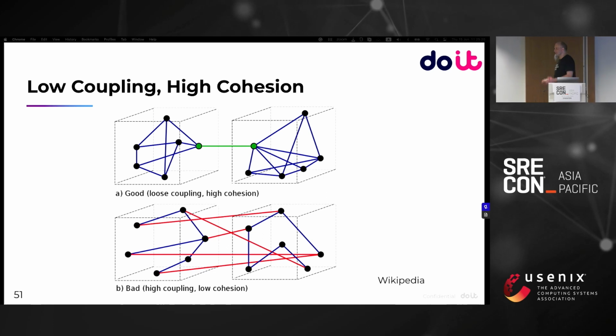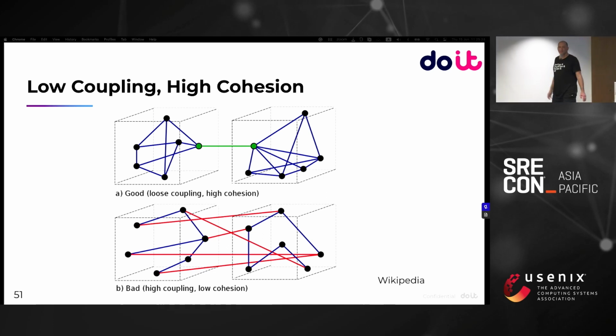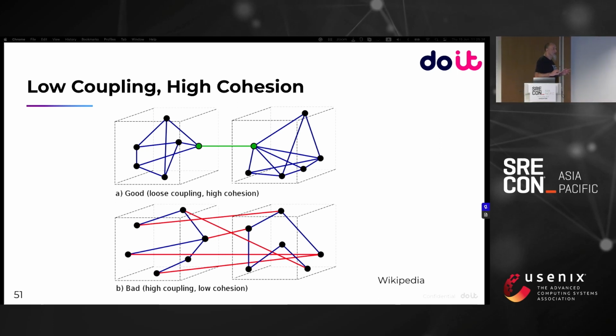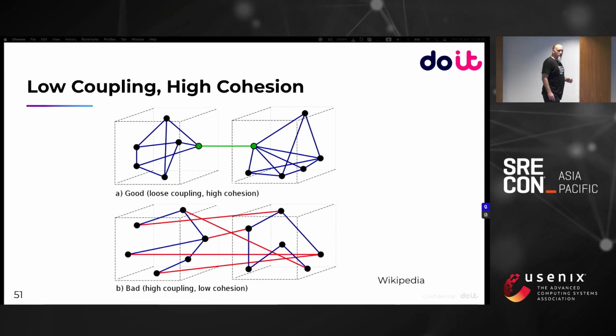Next principle, and this is one of those mental models, one of those key thoughts to have in everything you do in life, is low coupling, high cohesion. So to look at this abstract graph here, taken from Wikipedia, on the one side we have, on top, the way it should be.